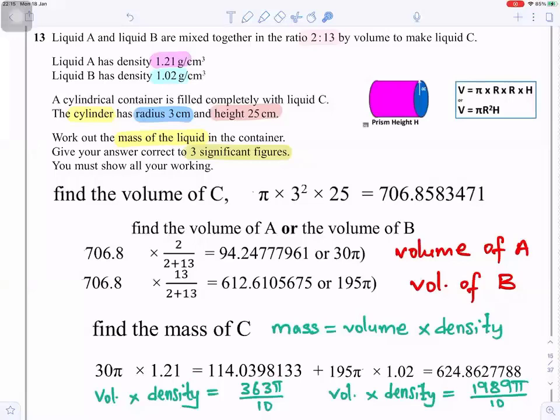Question number 13. Liquid A and liquid B are mixed together in the ratio 2:13 by volume to make liquid C. Liquid A has density of 1.21 grams per cubic centimeter. Liquid B has density of 1.02 grams per cubic centimeter. A cylindrical container is filled completely with liquid C. The cylinder has radius 3 centimeters and height 25 centimeters. Work out the mass of the liquid in the container. Give your answer correct to 3 significant figures. You must show all your working.